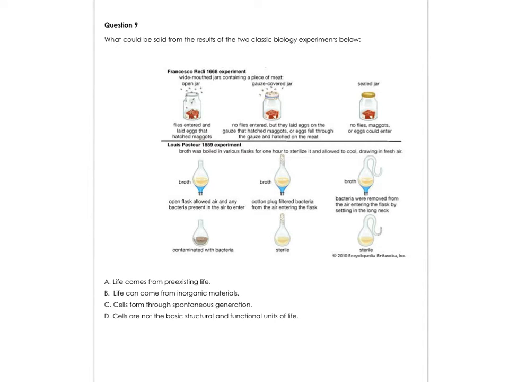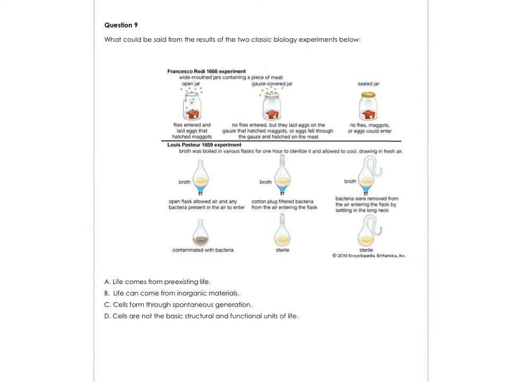So here is Francesco Redi's experiment. It says a wide mouth jar, open to the air, contains meat, and flies entered and laid eggs, and the eggs hatched into maggots. And that's what happens normally. People thought at some point, how do you know that the flies are laying the eggs and not that the meat is just turning spontaneously into maggots and then flies?